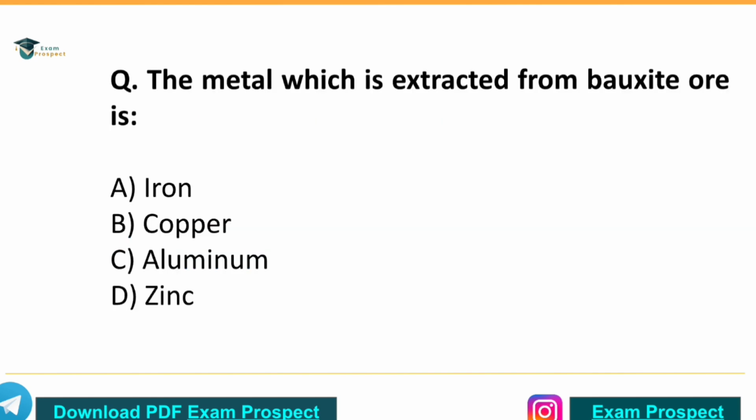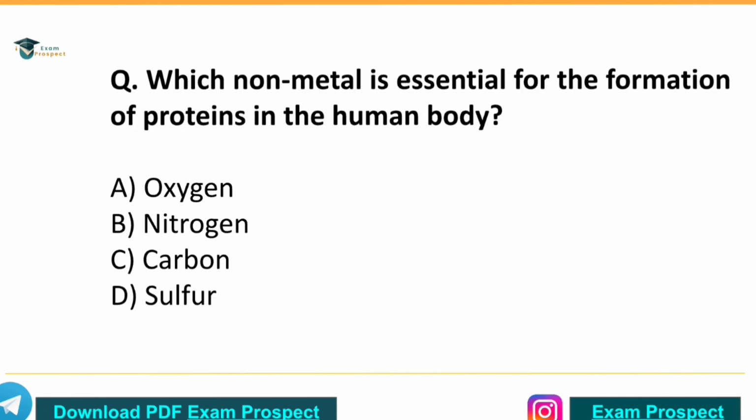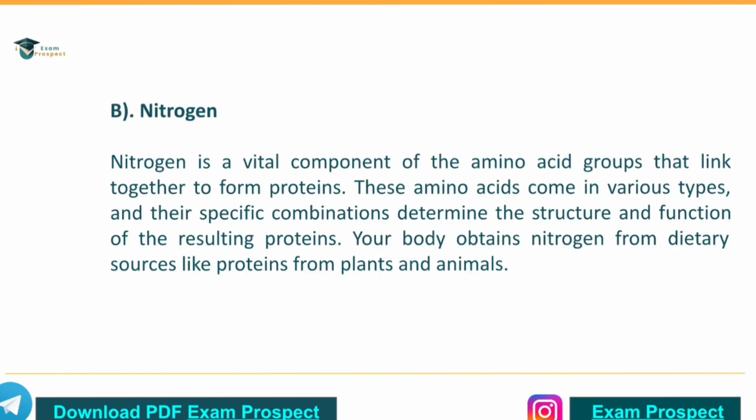Next question, the metal which is extracted from bauxite ore is? Correct answer is option C, aluminium. Next question, which non-metal is essential for the formation of proteins in the human body? The correct answer is option B, nitrogen.